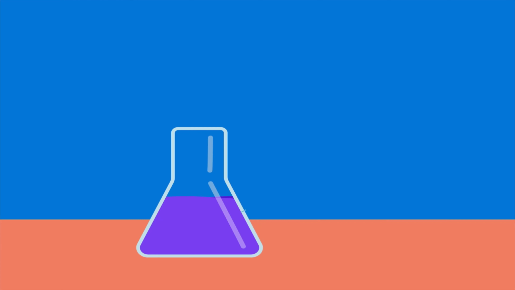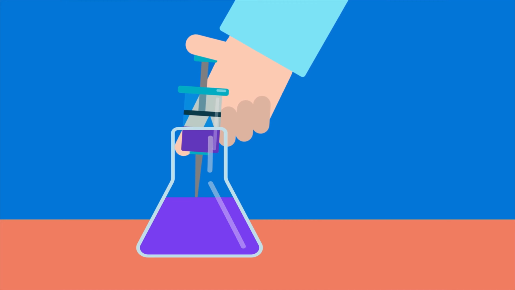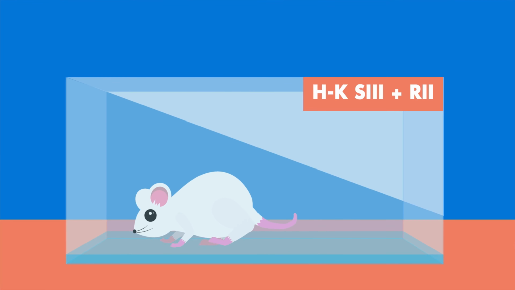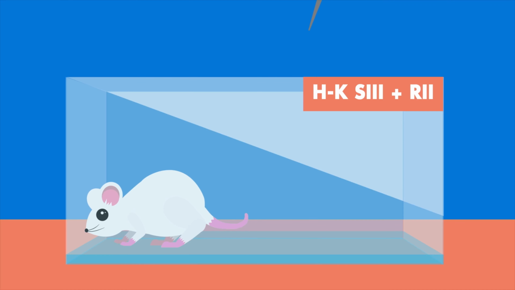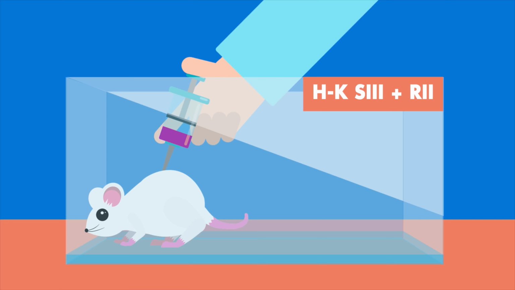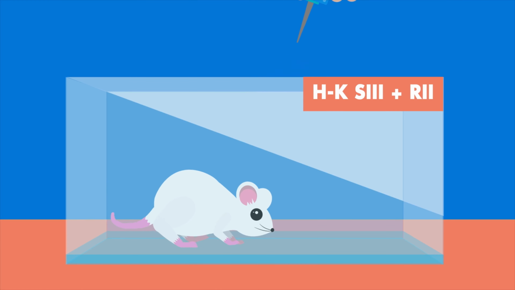In the last case though, the heat-killed sample of S3 strain used in the previous case was mixed with live samples of R2 strain. This mixture was now injected in the mice, and to his surprise, the mice died after a few days due to disease. This was repeated several times, but the same results were obtained.